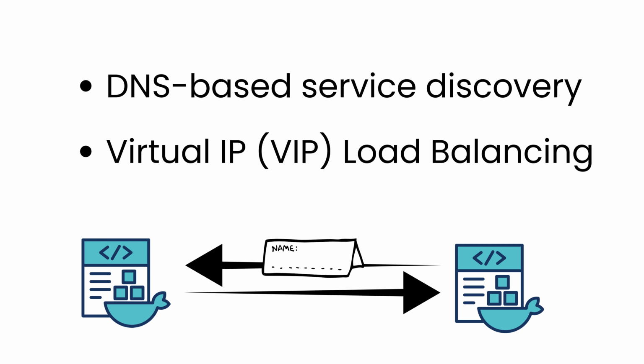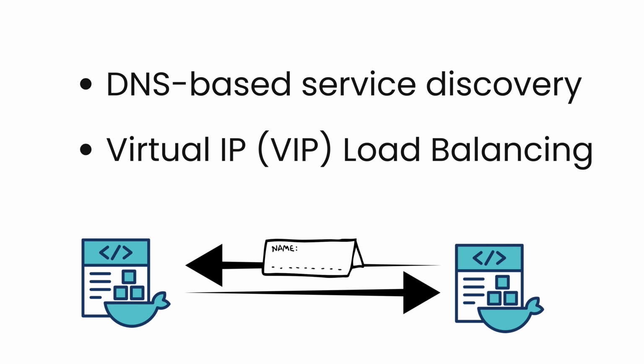And Virtual IP, VIP, load balancing, where each service gets a VIP that load balances traffic across all replicas. For example, you have web and DB services. Web just connects to DB:3306. No IP hunting, no hosts file magic. So, service discovery makes your cluster feel like one big virtual machine with names instead of IP headaches.